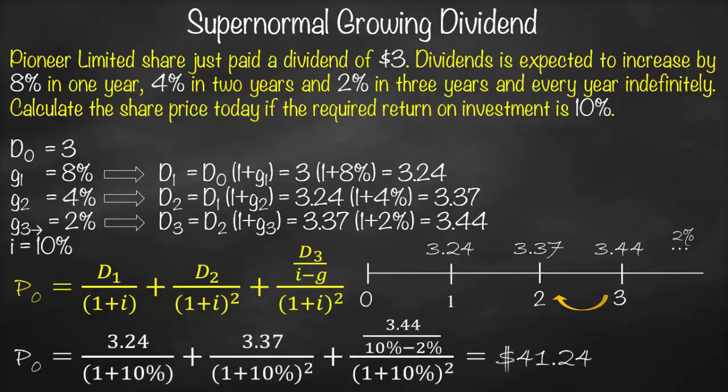So the price today is equal to 3.24 divided by open bracket 1 plus 10% close bracket to the power 1, plus for year 2, 3.37 divided by open bracket 1 plus 10% close bracket to the power 2, plus in year 3 and forever, we will use the growing perpetuity formula, which is 3.44 divided by 10% minus 2%. This will give us a value in year 2. To take it to year 0, we need to divide all this by open bracket 1 plus 10% close bracket to the power 2. This will give us a share price of $41.24.